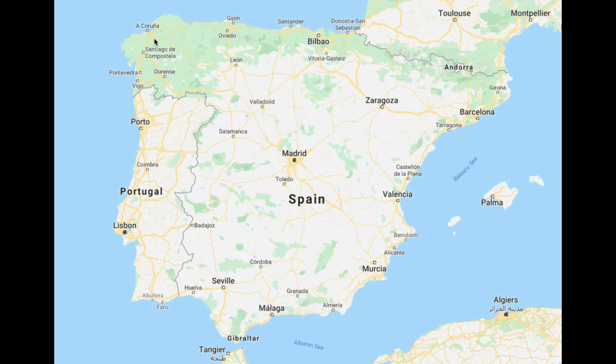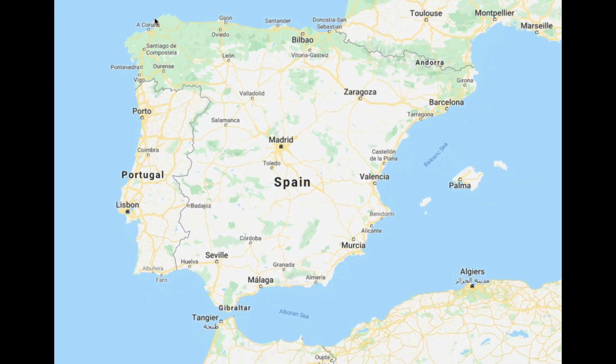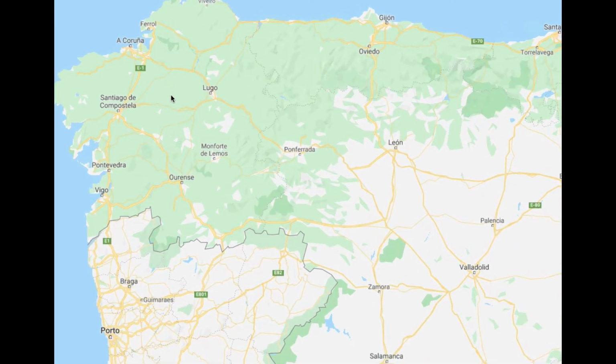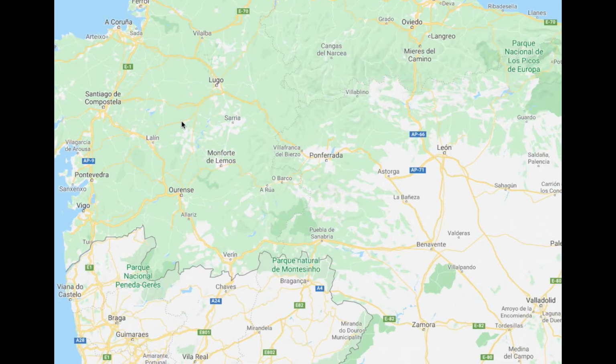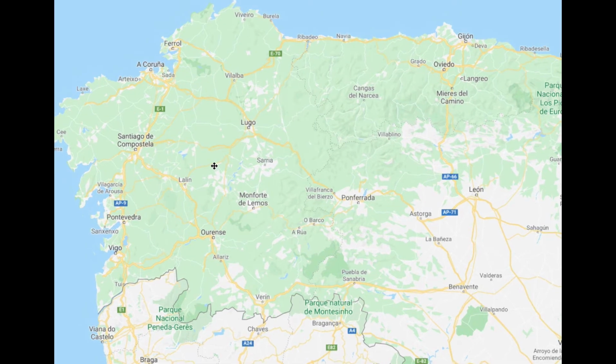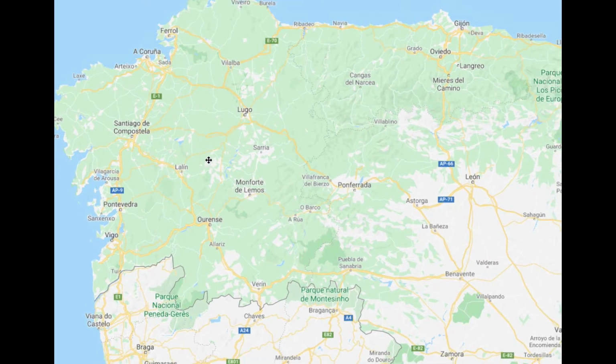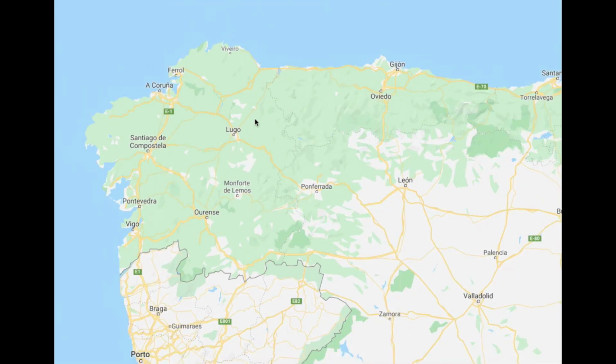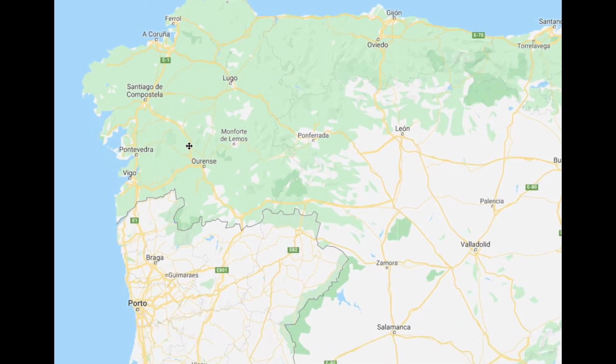Now there's another thing that we want to look at here, and this is, see if we get the name of the region. Alright, we don't get the region here. Well, this region here is called Galicia, and in Galicia they speak a language called Gallego, or a dialect maybe, and they say it's like a dialect of Portugal.